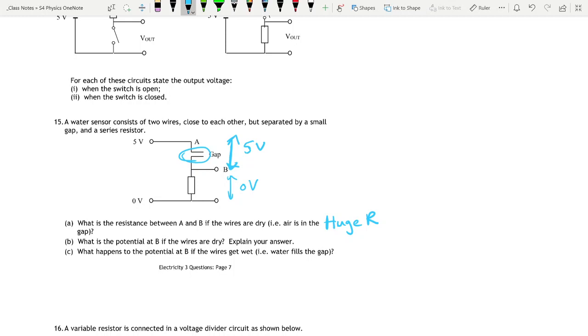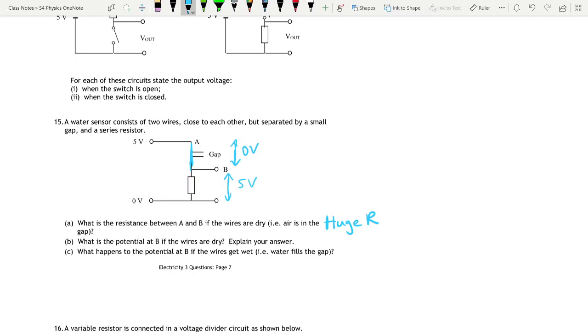Part C says, what happens to the potential at B if the wires get wet? So if water fills the gap, that means our resistance has dropped dramatically. We've got basically 0 resistance there again. If water's in that gap, because it's got 0 resistance, it's got 0 volts, and that would get all 5 volts.